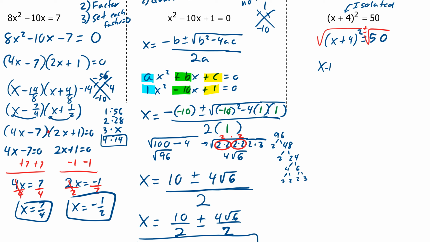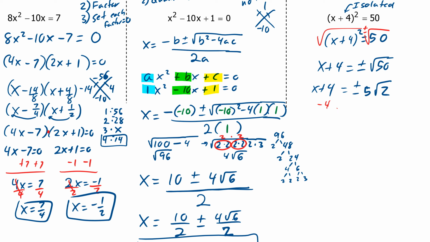So we end up with x plus 4 equals plus or minus square root of 50. If you want to know more about why that is, you can watch the quadratics square root property video. This will simplify the same way we did over here. So this becomes 5 square root of 2. And then here's what you do with that 4. So this is now our linear. See, we've changed this into a nice linear, and we have our 2 solutions sitting right here.